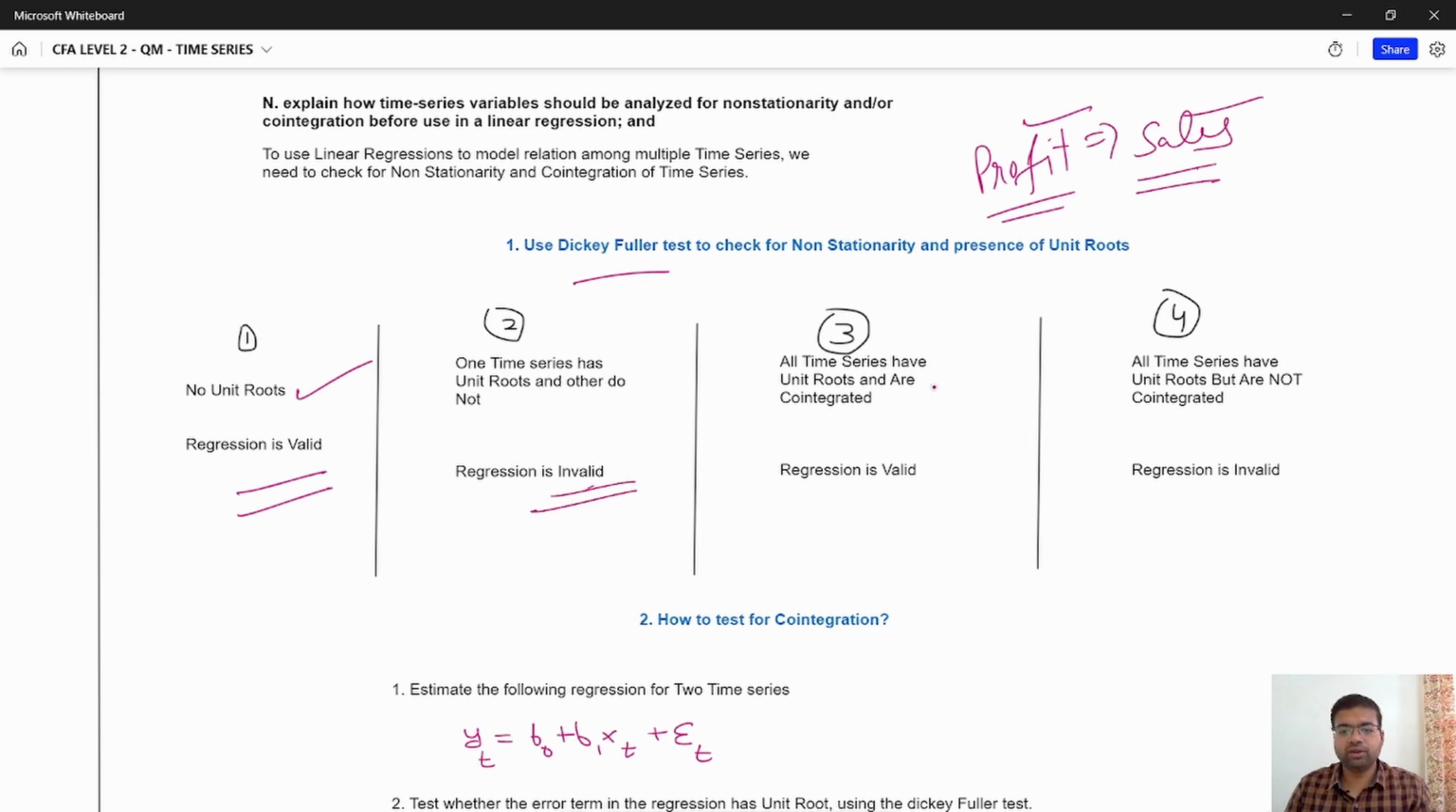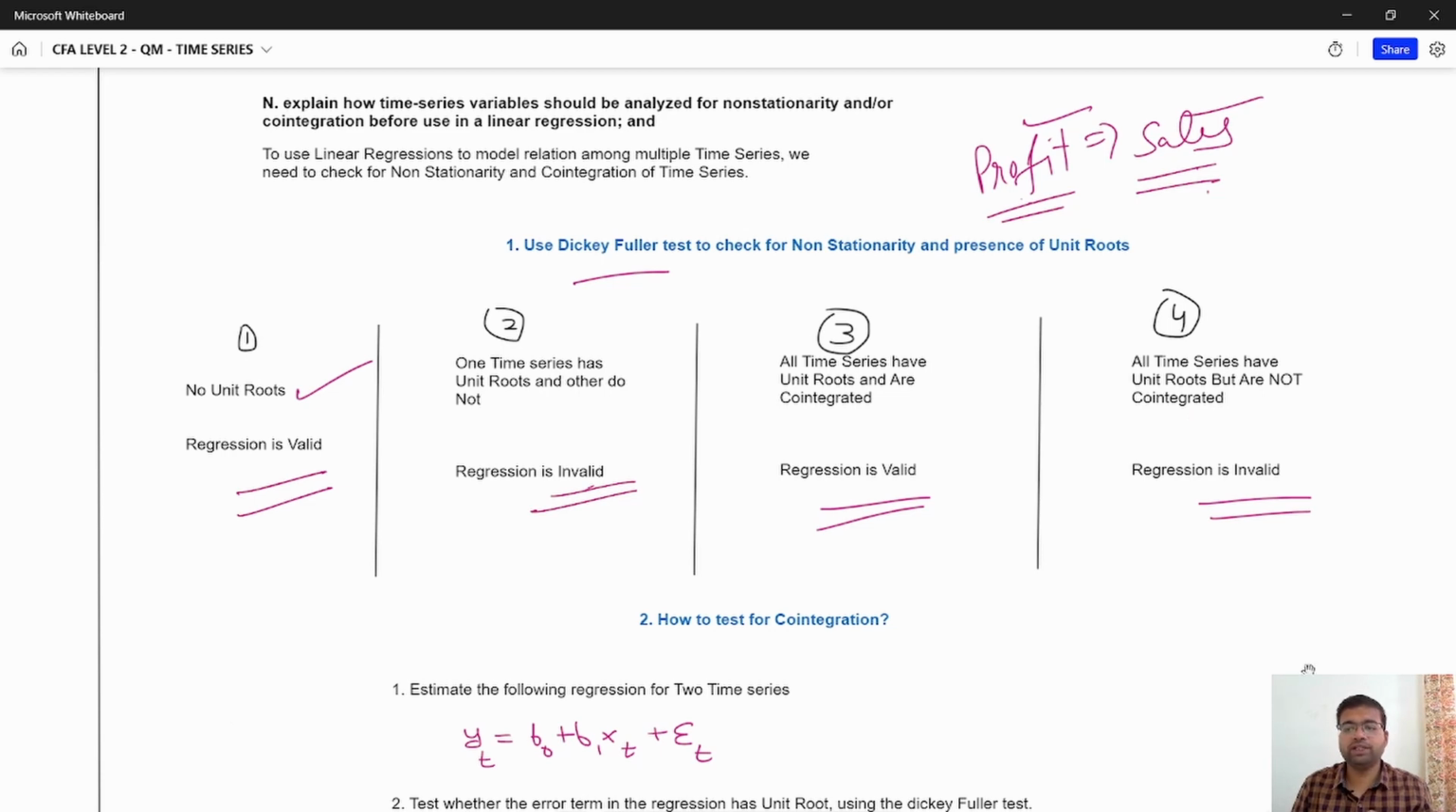The third scenario is when both of these time series have unit roots and they are co-integrated. How to check for co-integration? We will discuss that in the next step. But if the time series have unit roots and they are co-integrated, your regression is going to be valid. But if the time series have unit roots but they are not co-integrated, then your regression will not be valid.